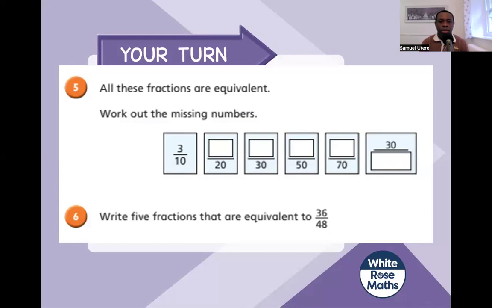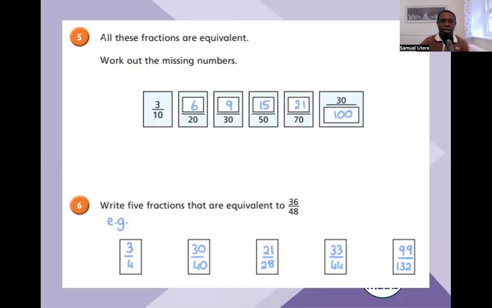Assuming you've paused the video and you've answered questions 5 and 6, here are the answers. Let's discuss them. So all these fractions are equivalent. You are asked to work out the missing numbers. And those are the missing numbers. So you just check the denominators to see the relationship between them, and you use that same multiple to create the numerators. Here you're asked to write 5 fractions that are equivalent to 36 over 48. You can divide, you can multiply by an integer, and you can create so many answers.